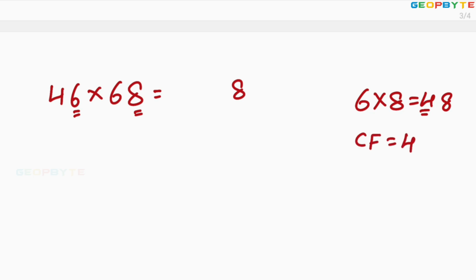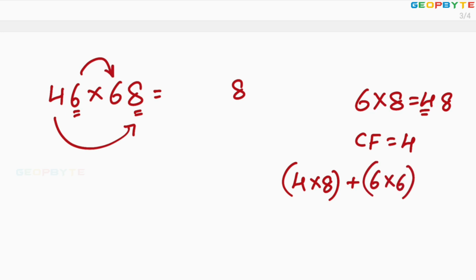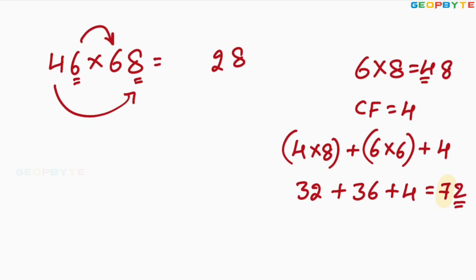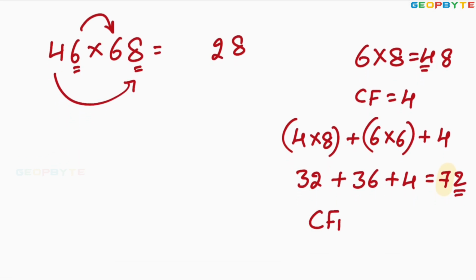Carry forward. Then multiply 4 and 8, 4 into 8 plus multiply 6 into 6, 6 into 6 plus carry forward 4. Simplify this, 32 plus 36 plus 4 is equal to 72. Then you write this 2 here. The 7 is coming under carry forward. Second carry forward, that we are writing as carry forward 1, equal to 7. Then what you do? You multiply 4 and 6.